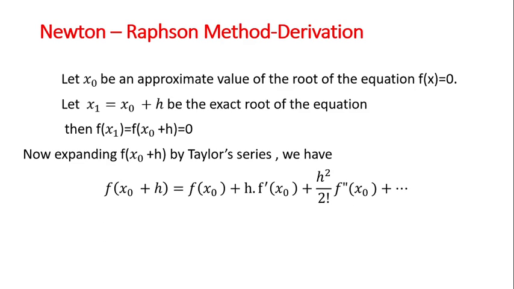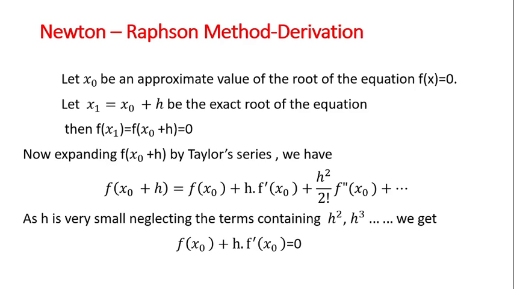We know the Taylor series formula: f of x naught plus h is equal to f of x naught plus h into f dash x naught plus h square divided by 2 factorial f double dash x naught plus h cube divided by 3 factorial f triple dash x naught plus, and so on. Here h is a very small value, therefore its higher powers get even smaller values. Therefore, neglecting the terms containing h square, h cube, h to the power of 4, and so on, we get f of x naught plus h f dash x naught is equal to 0. That is, h is equal to minus f of x naught divided by f dash x naught.